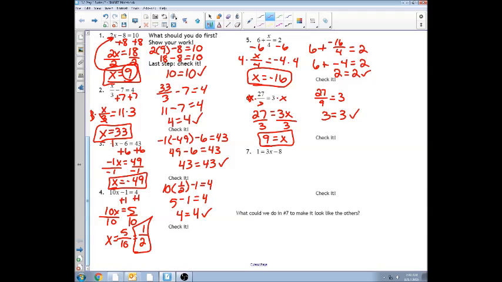Again, 3 times x is stronger than the minus 8. So I need to go ahead and add the 8. That will leave me with 9 equals 3x. From here, I need to divide by 3, divide by 3. That would get me 3 equals x.